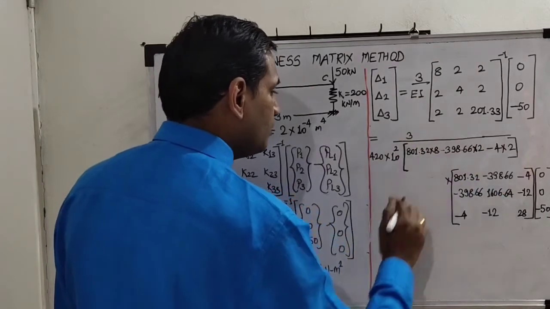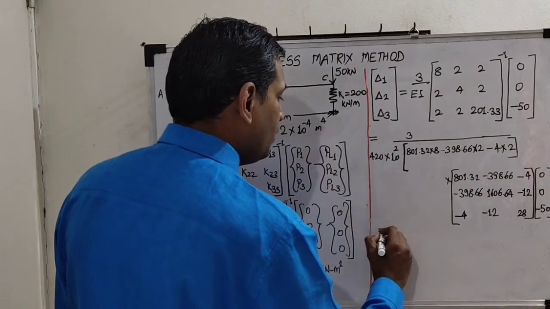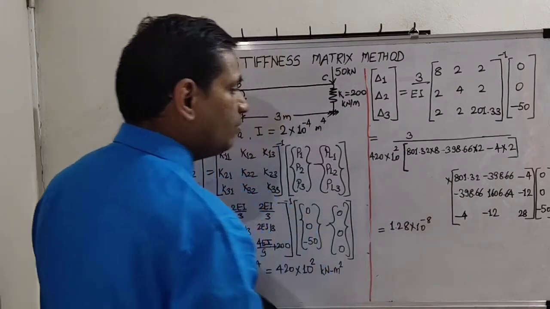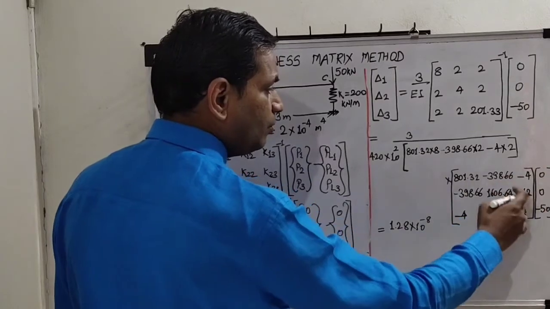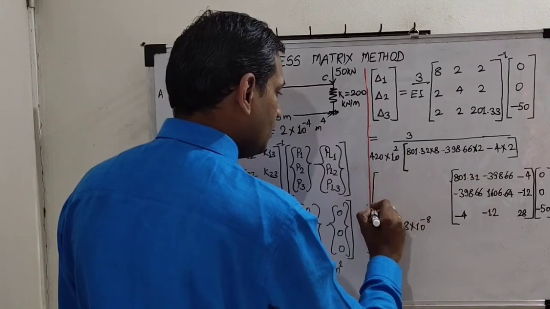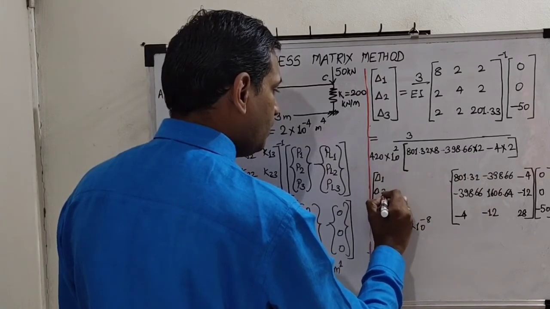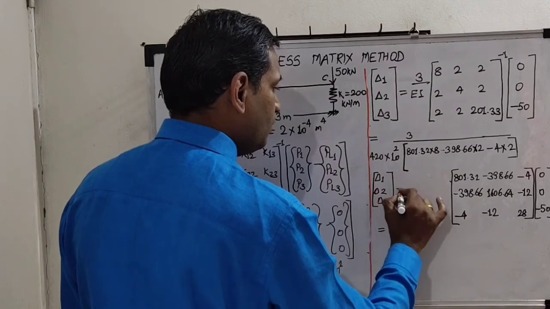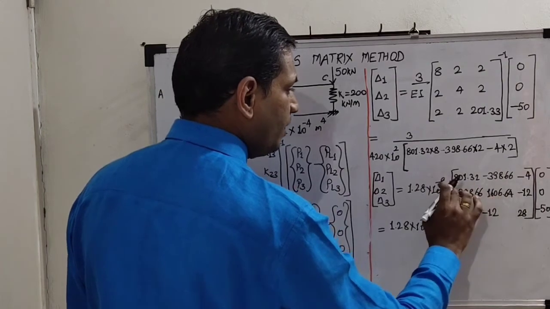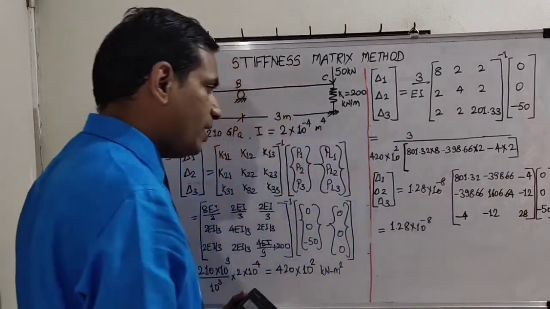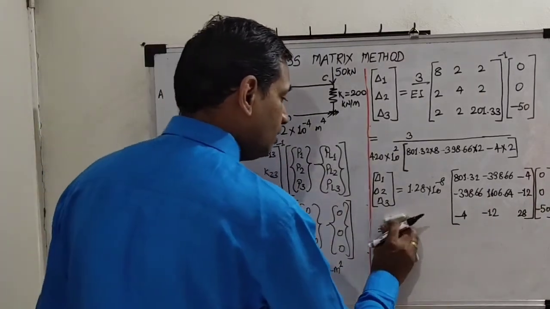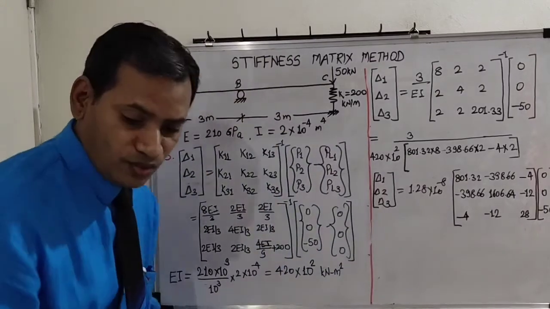This total ratio is 1.28 into 10 raised to minus 8 multiplied by this bracket or this matrix as it is. So I'll just write here delta 1, delta 2, delta 3. It is equal to 1.28 into 10 raised to minus 8 multiplied by the multiplication of this matrix. Now we will find one by one the values of deltas or the unknowns.